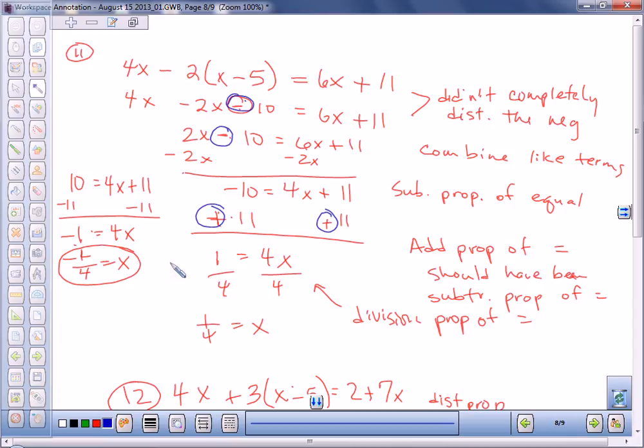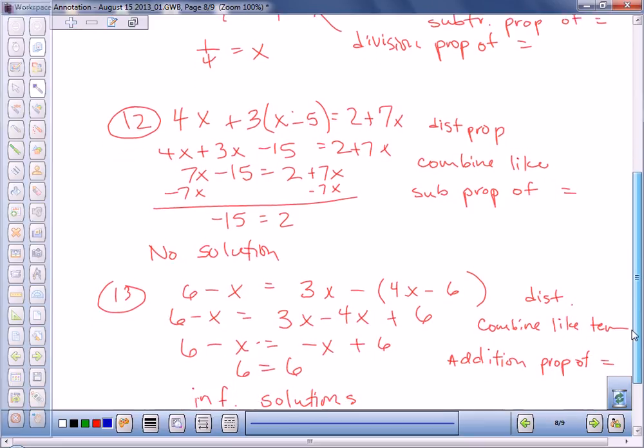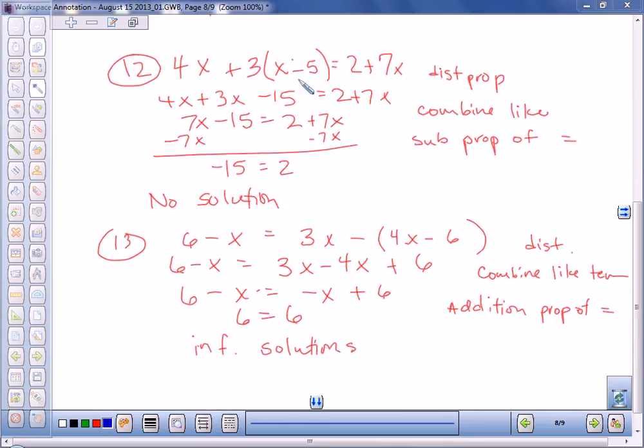Yay! Okay, now the last 2 were those weird types of problems we talked about yesterday. What happens when the variables cancel? And that's what happened on the 12 and 13. Okay, so on 12, we distribute, then we combine like terms, then we use the subtraction property of equality, and our variables went away. So now we're left with the statement negative 15 equals 2. Is that true? No, it's not true. Negative 15 does not equal 2. So there is no solution to this problem.